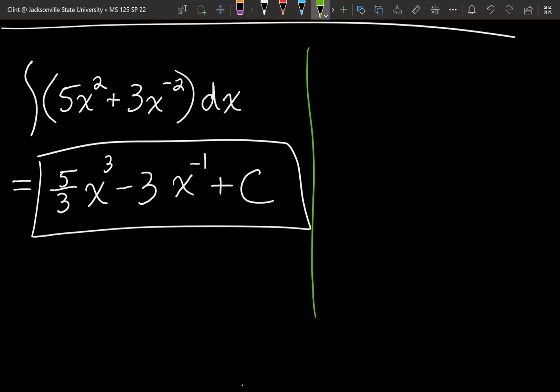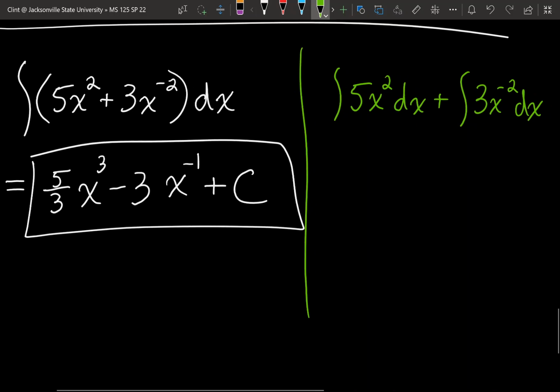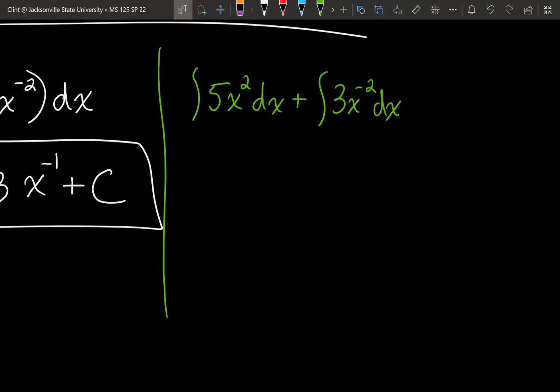Yes, so very, very good question. Let's think about it. If we had used our properties, we could break this apart like this. Okay. Then we would just find an antiderivative for each one of these pieces there. So we would get 5/3 x to the third plus c for this one. And then it would be plus or minus negative 3x to the -1 plus c on that one.